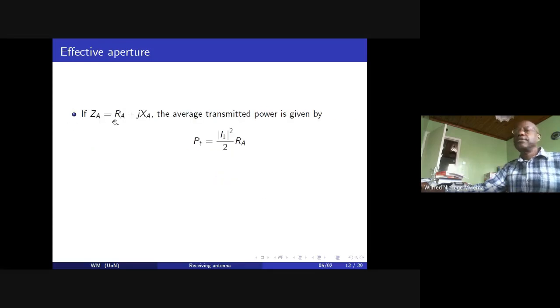So if Z_A is equal to R_A plus jX_A, that is, the input impedance of the transmitting antenna is Z_A, the average transmitted power is going to be given by P_T equal to I_1 squared over 2 multiplied by the real part of that impedance. And hence, we can see that the absorbed power by the receiving antenna over the transmitted power is just going to be given by the forward transfer impedance magnitude squared over 4 multiplied by the real part of the impedance of antenna A and the impedance of antenna B.